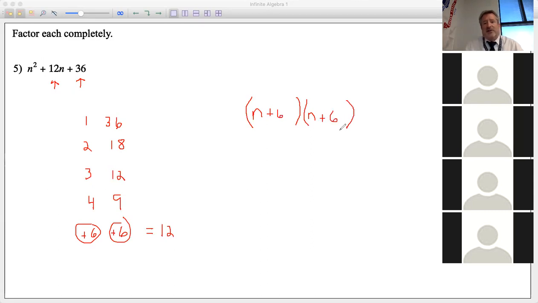This one, because this is the same thing multiplied by itself, and I'm sure this is the answer in the back, you could have written this as n plus 6 twice. In other words, to the second power. Okay? So I'm sure that second way is how they wrote it. I would not mark it wrong if you wrote it in this form.